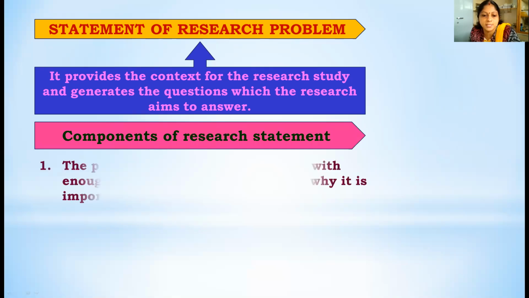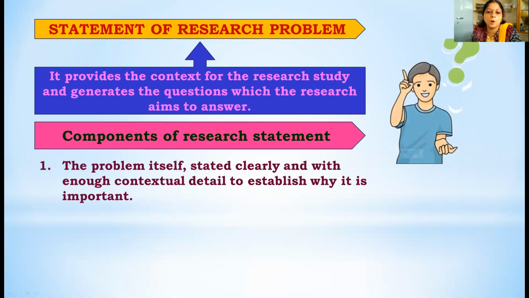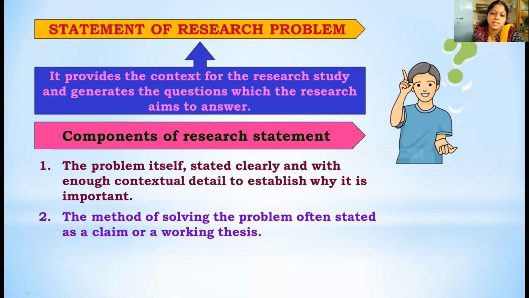The components of a research statement include the problem itself. That means you have to clearly indicate your problem in a contextual way, such that why it is important to be answered. Whenever I am writing a title for my research, my thesis or my problem, that itself should answer what my question is and why it is important for me. And the next one is the method of solving the problem. It is often stated as a claim or working thesis. That is nothing but how you will go through with your problem.